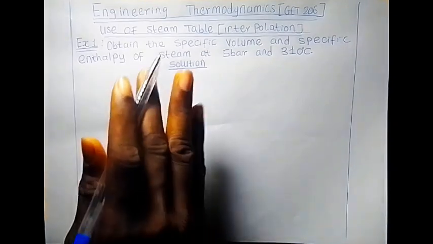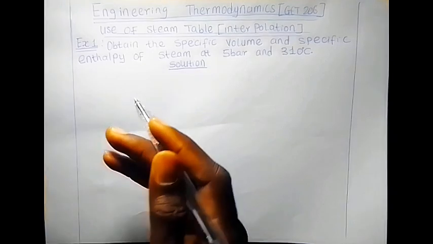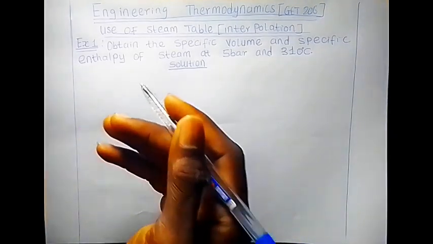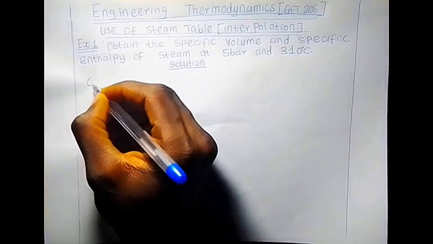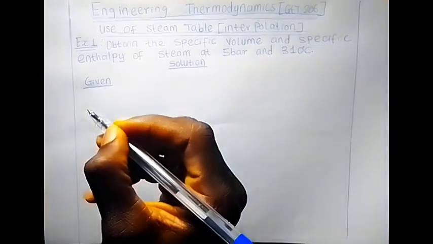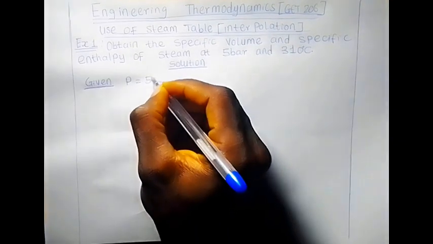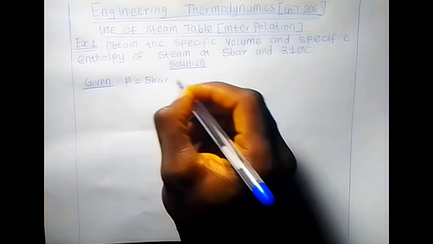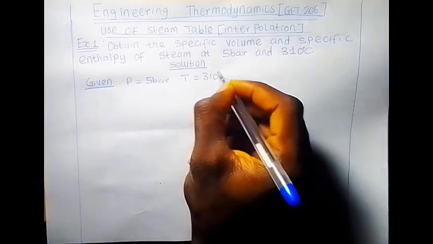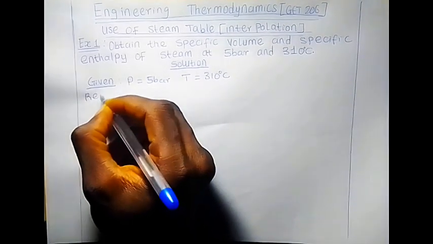But the first step for you to structure this question in an organized, comfortable way, an exam condition that is suitable, will be first to write down your given. And your given is that you have your pressure to be what? At 5 bar, and your temperature to be what? At 310 degrees Celsius. So now what next? You write down your required.